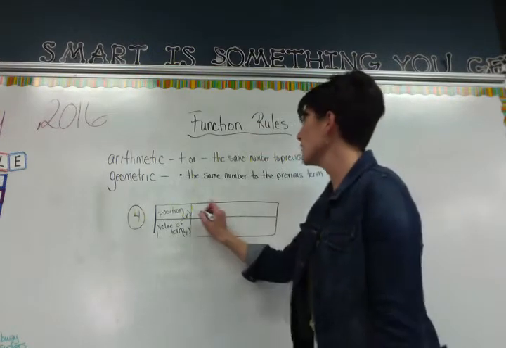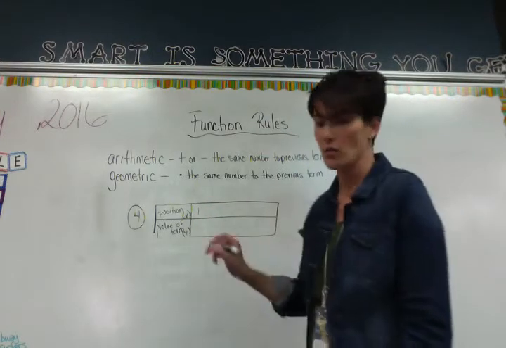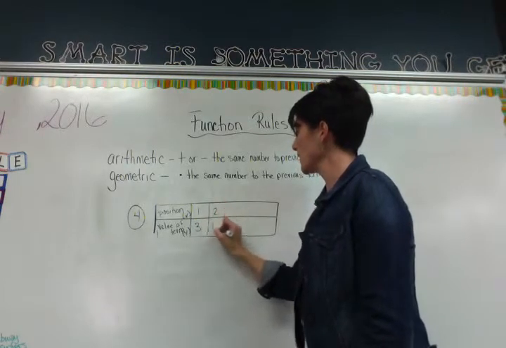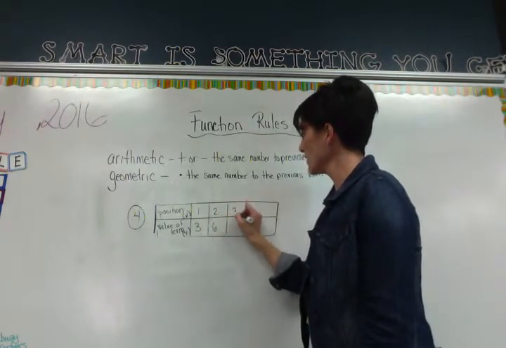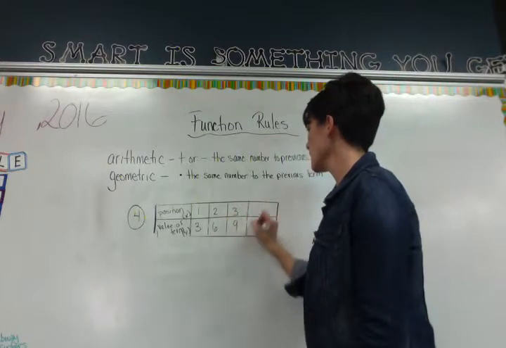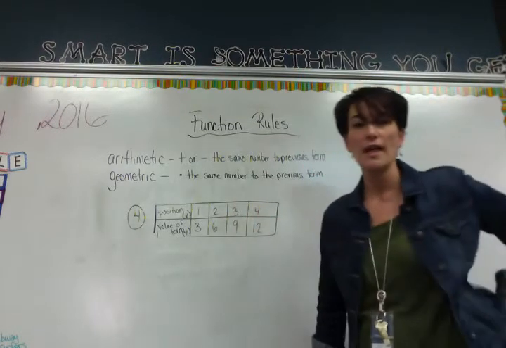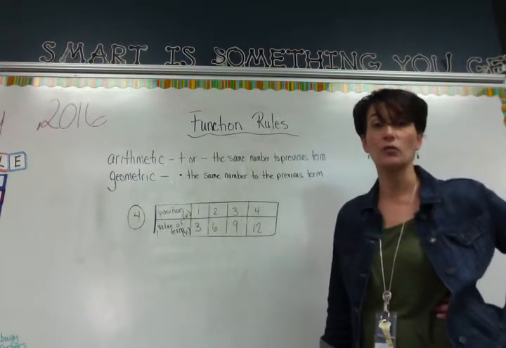They're going to give you a bunch of numbers. They're going to say, all right, position 1, the value is 3. Position 2, the value is 6. Position 3, the value is 9. Hopefully you're seeing a pattern. Position 4, the value is 12. They want you to figure out what's the rule.